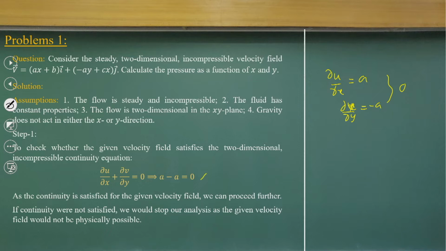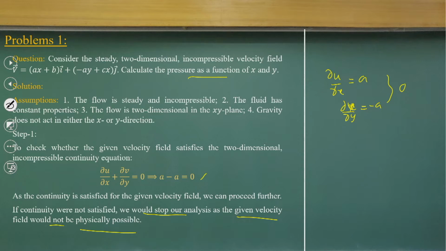That means the velocity field, whatever is given, is satisfying the continuity equation. So we can determine the pressure field. If the continuity equation is not satisfied, we could stop here, because the given field could not be physically possible. Okay, let us try to understand it.